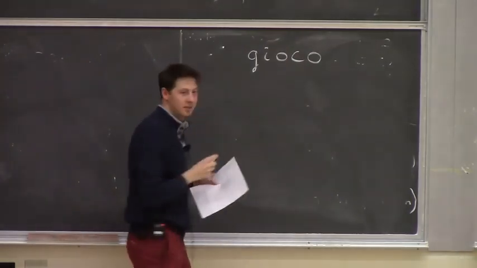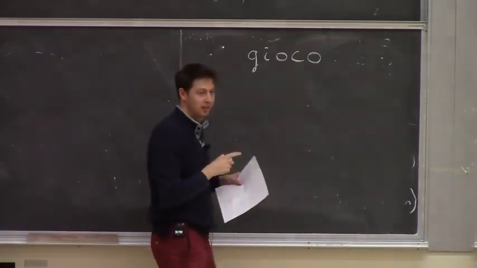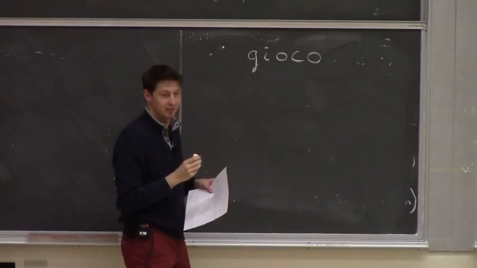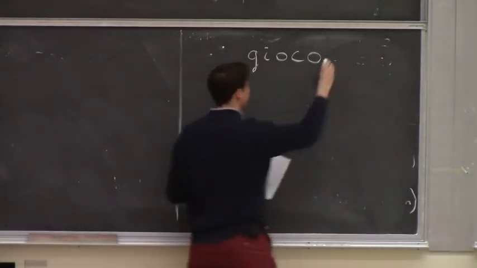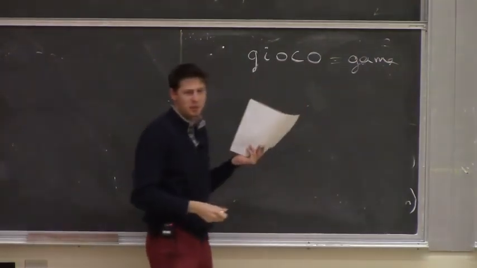How do you pronounce this? Gioco, right? So we've talked about the I before. It's silent, okay? It's just there to make the G a J, right? So this is gioco. It's a game. And it's pretty much literally the same.